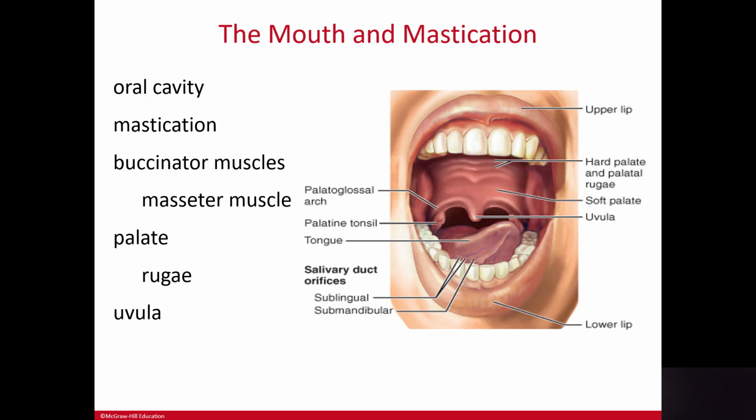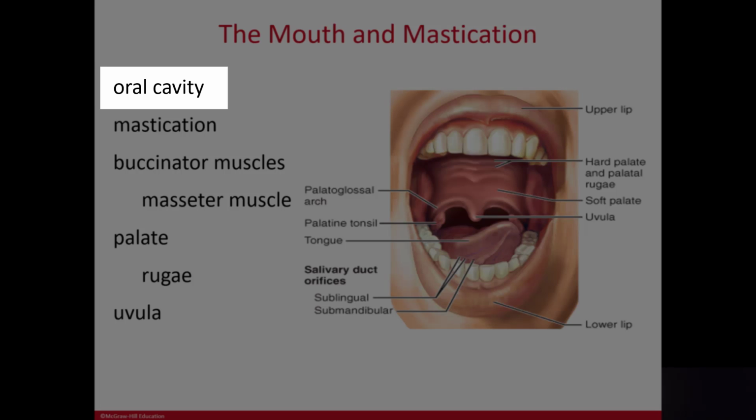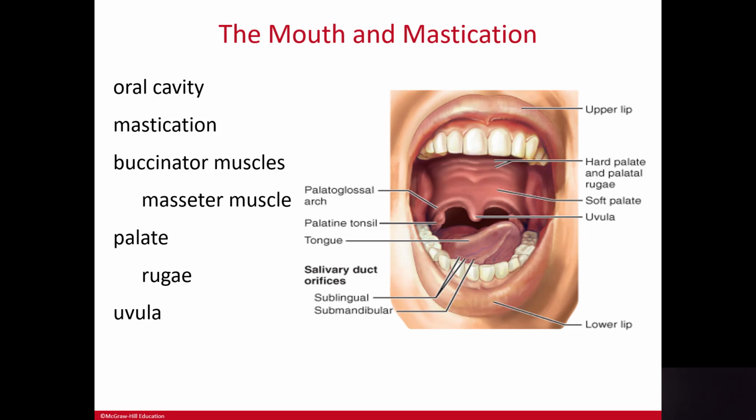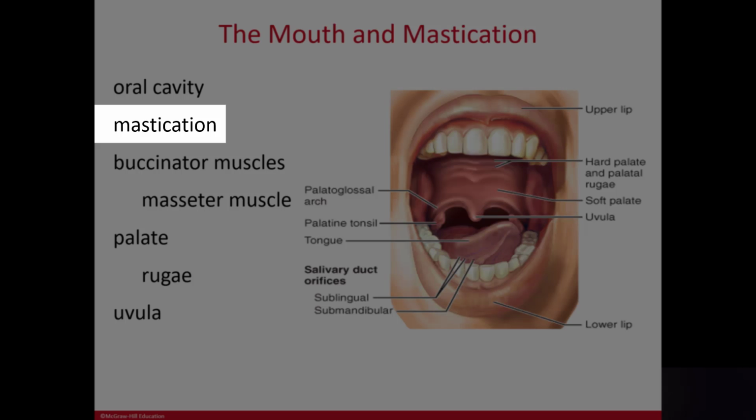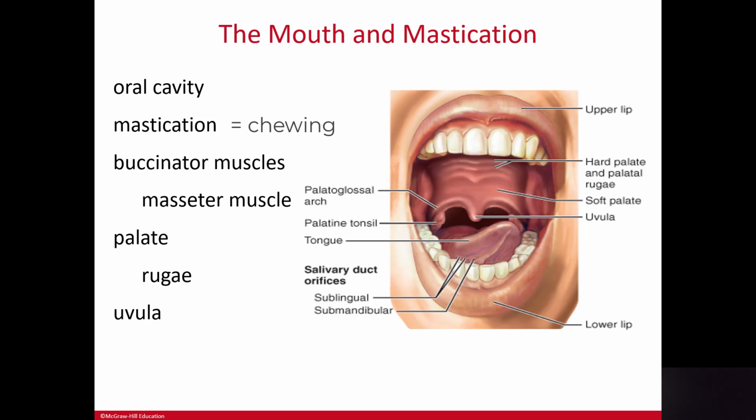So the mouth we refer to as the oral cavity. It's the entrance to the digestive tract and the first site of mechanical digestion through the process of mastication, or what we refer to as chewing. Be very careful how you pronounce mastication. That's the medical term for chewing. So mastication results in mechanical digestion and also some chemical digestion.